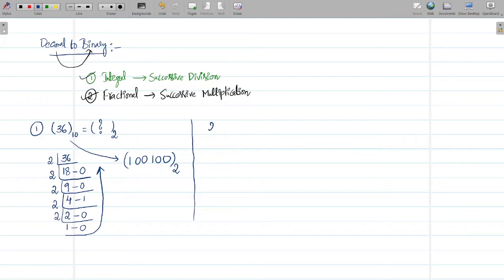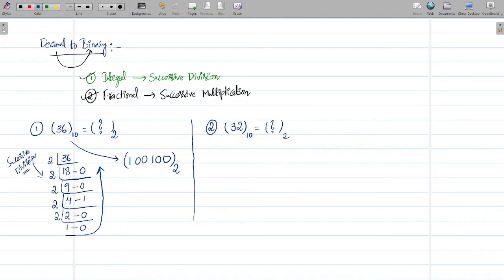Next, second problem. I want to convert the decimal number 32 into a binary number. How can I do it? If it has only an integral part, you can use the successive division method. This entire process is called the successive division method.